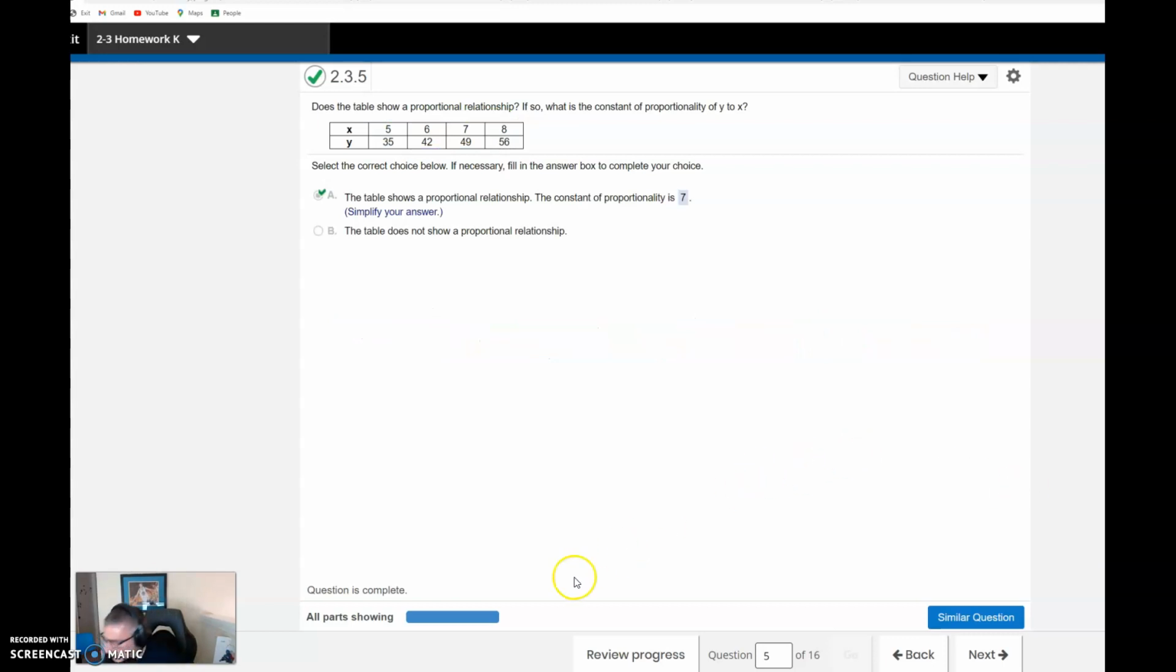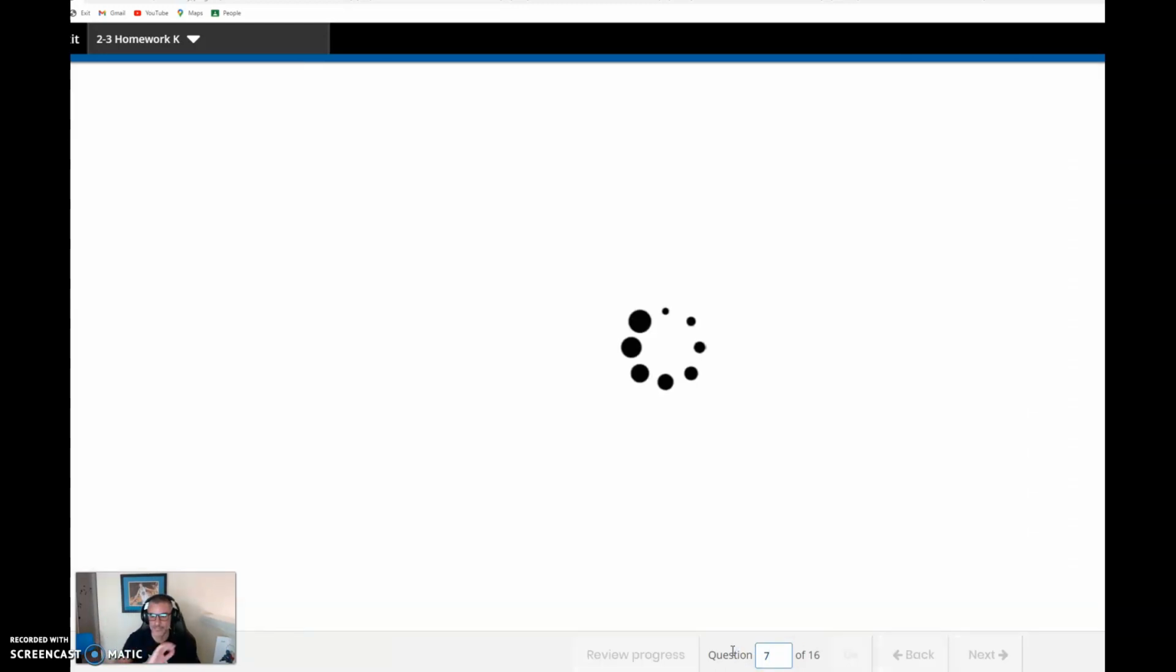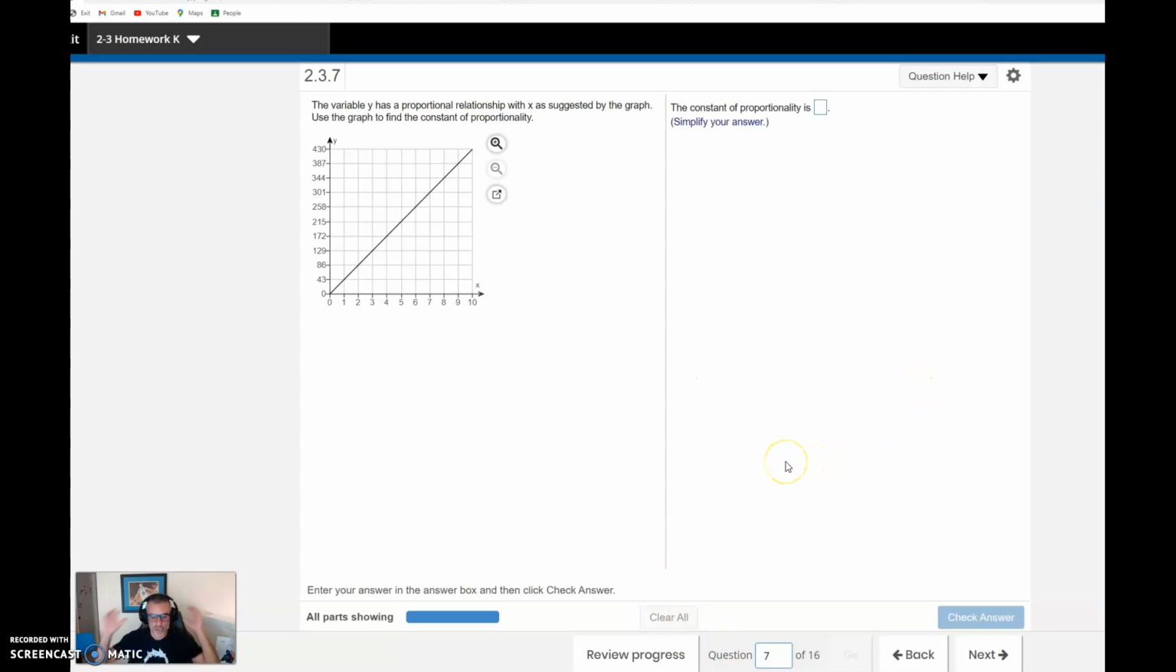All right, the next question I'm going to look at is number 7. Number 7 is a graph. So how do we find the constant of proportionality from a graph? Well, we need to locate an x and y coordinate. This one's actually even a little bit easier. It tells us the variable y has a proportional relationship with x. So we know it's proportional. Now remember from last week, we also know it's proportional because, 1, it's a straight line.